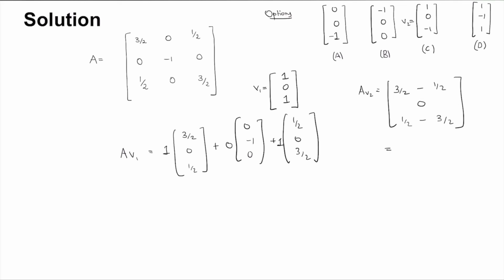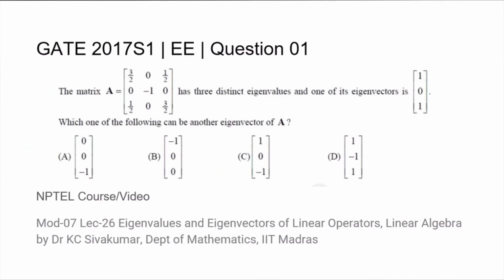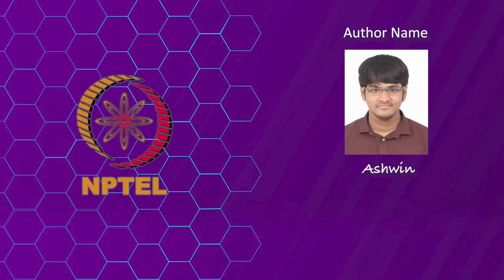This is just going to be (1, 0, minus 1). So A into V2 is just V2. So lambda equal to 1 is an eigenvalue of A with eigenvector V2. And so the answer in this problem is C.